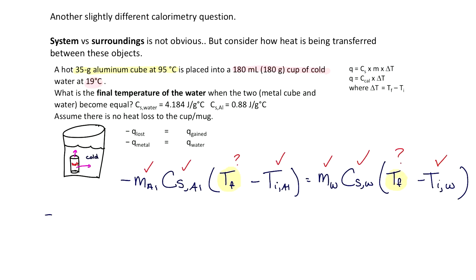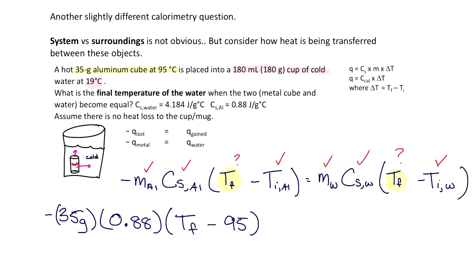So mass of your aluminum, what is it? 35 grams. Specific heat, what is it? 0.88. I'm going to just drop my units. We know what they should be. Final temperature, that is what I'm solving for, minus the initial temperature of the aluminum, so this is 95 degrees Celsius, equals mass of your water, so this is 180 grams. Specific heat of the water, 4.184.